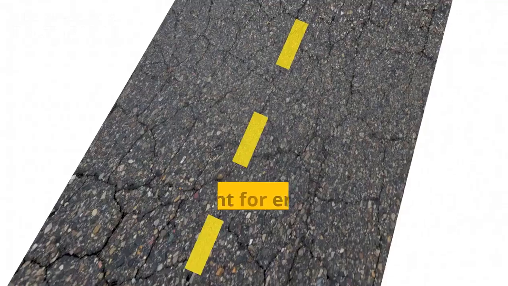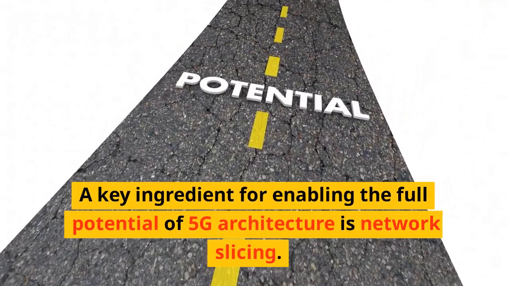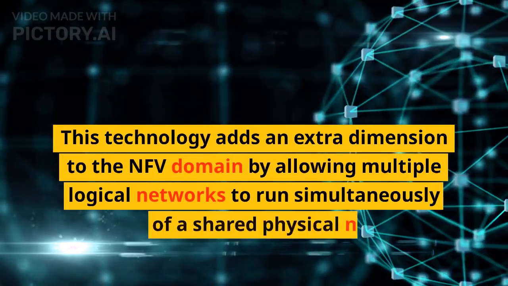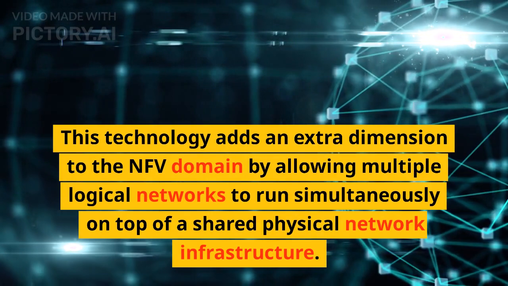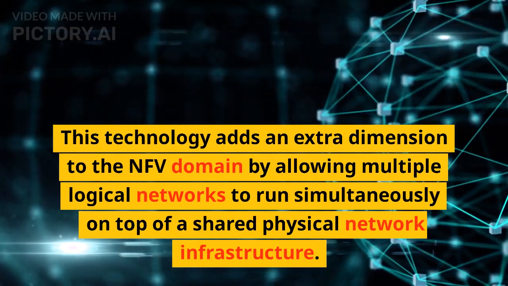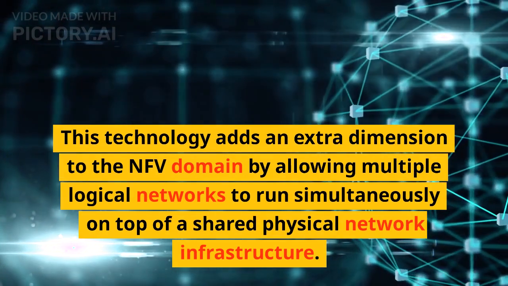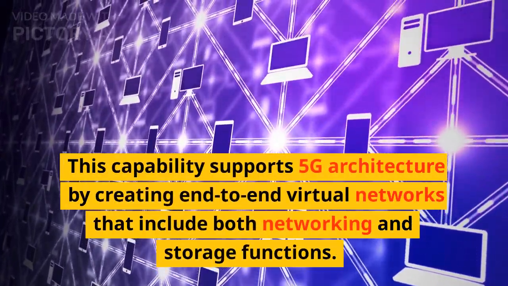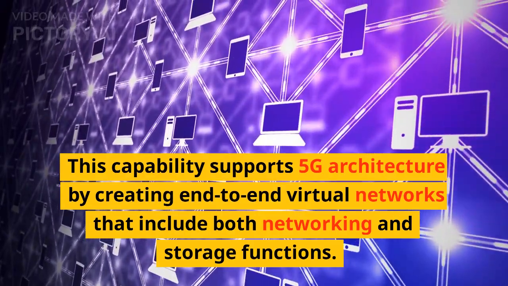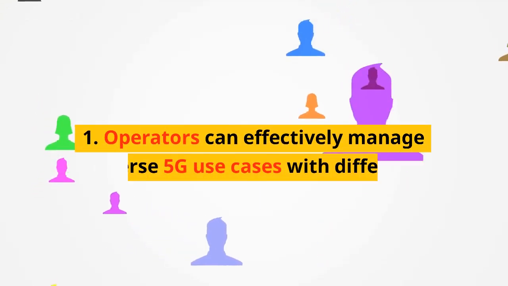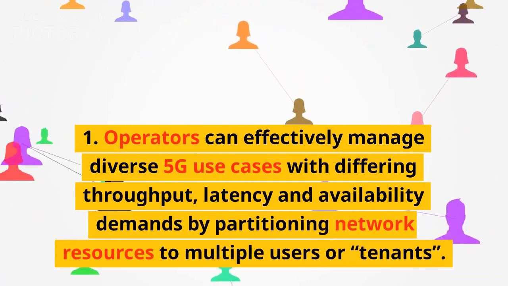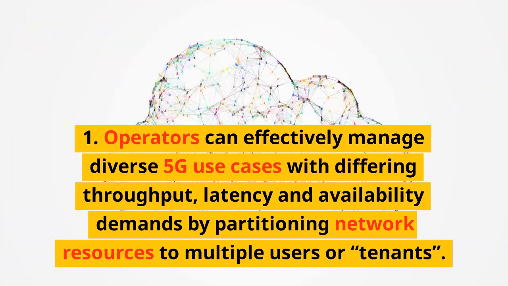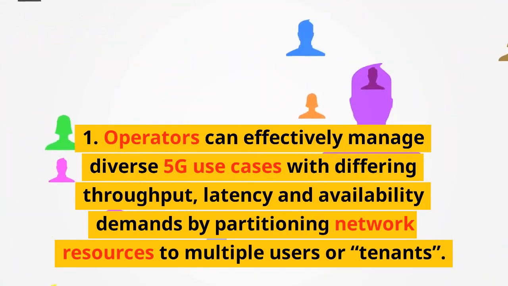Network slicing. A key ingredient for enabling the full potential of 5G architecture is network slicing. This technology adds an extra dimension to the NFV domain by allowing multiple logical networks to run simultaneously on top of a shared physical network infrastructure. This capability supports 5G architecture by creating end-to-end virtual networks that include both networking and storage functions. 1. Operators can effectively manage diverse 5G use cases with differing throughput, latency and availability demands by partitioning network resources to multiple users or tenants.